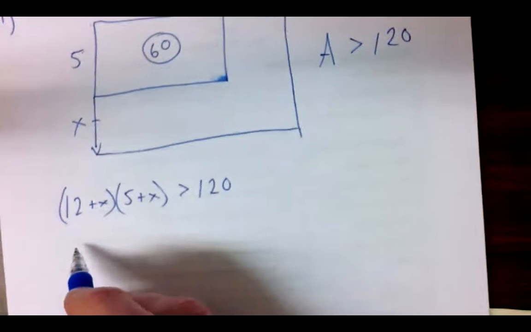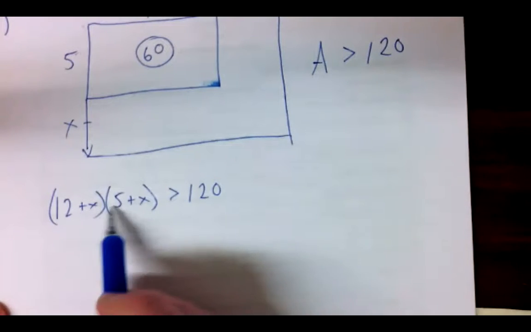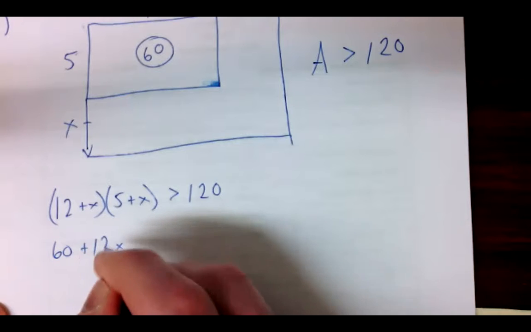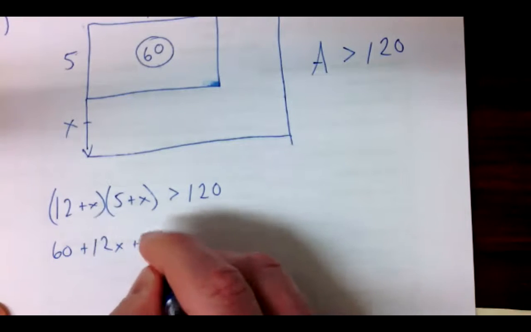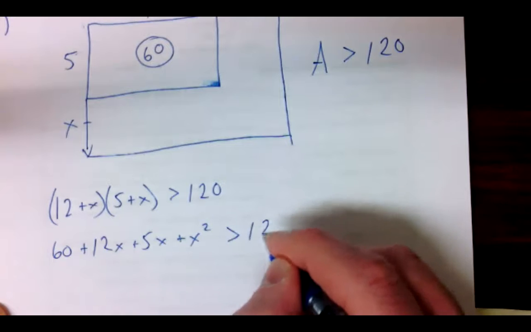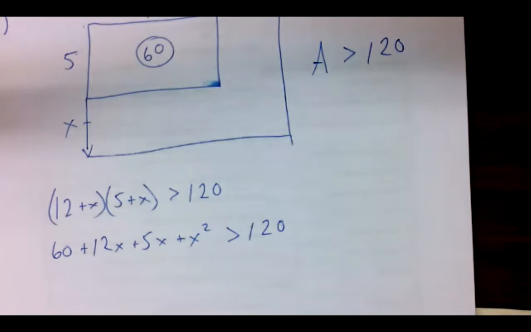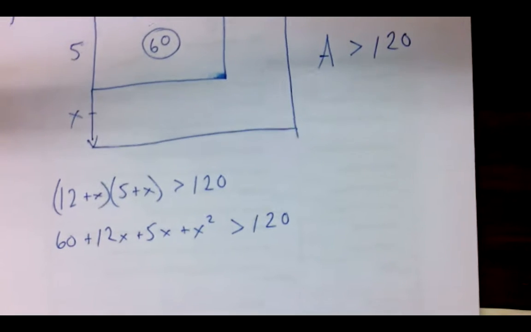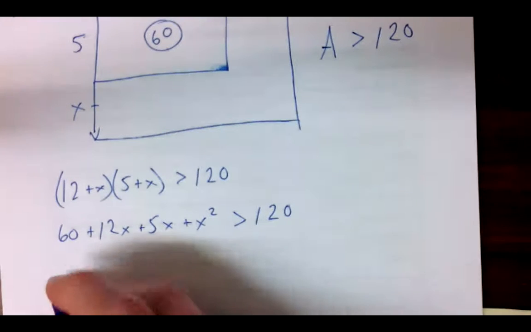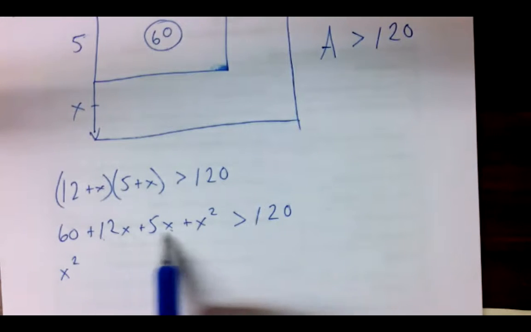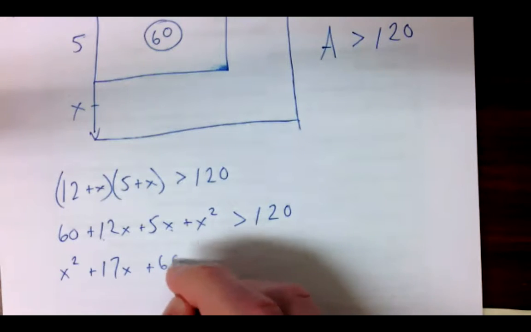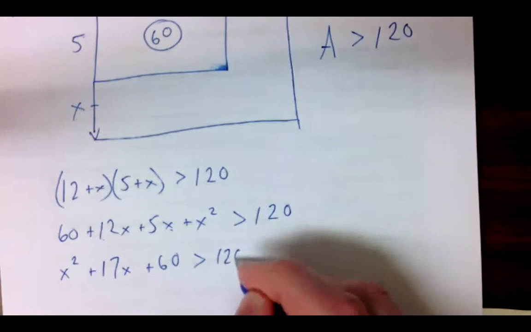So I'm going to go do the steps again. Stop me if something's going too fast. 12 times 5 is 60. 12 times x, 12x. X times 5, 5x. X times x, x squared. Greater than 120. I'm going to organize this, put it in the order I like. So x squared first. So it's x squared. These are combined. So it's plus 17x plus 60 greater than 120.